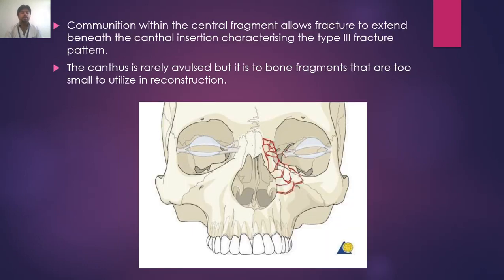Type 3. Communication with the central fragment allows a fracture to extend beneath the canthal insertion, characterizing the type 3 fracture pattern. The canthus is rarely avulsed, but it has too many bone fragments that are too small to utilize for reconstruction.